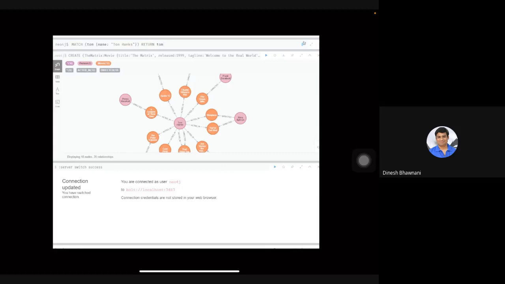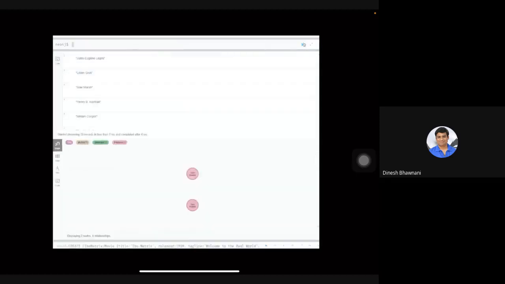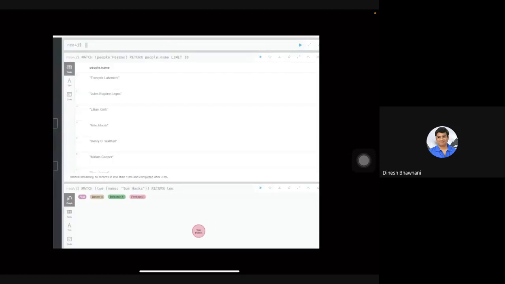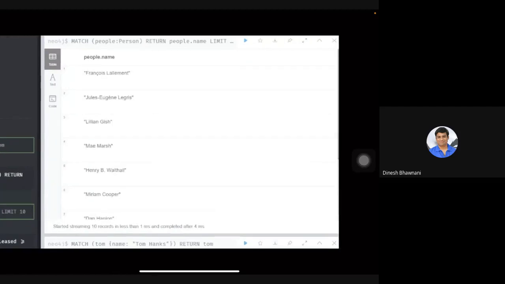So match Tom Hanks. Then similarly people as person, limit the number of people and just show them as names. So return people name. Here he didn't use as. You could have put it as people name as actors or something, cast or something. Then what else?